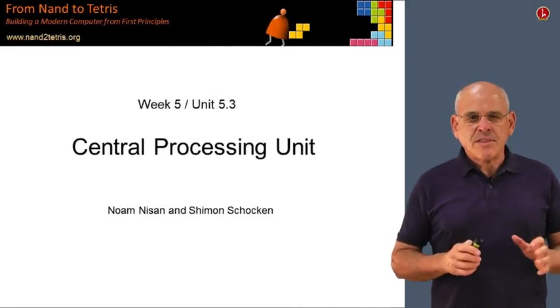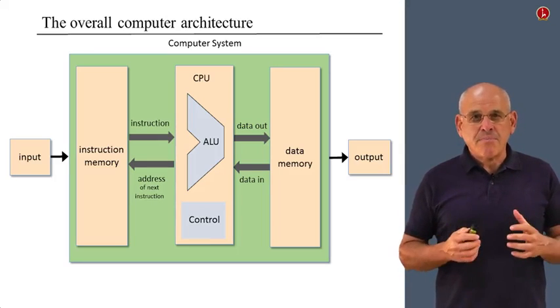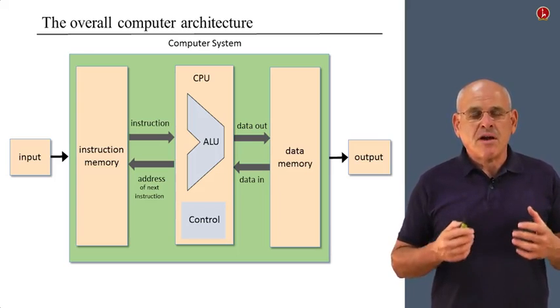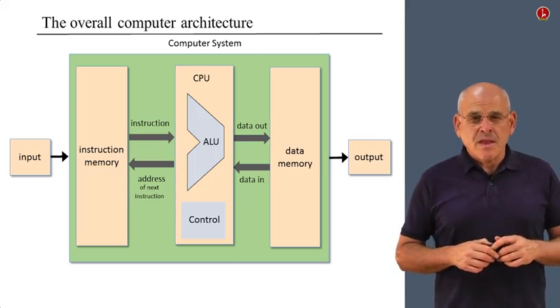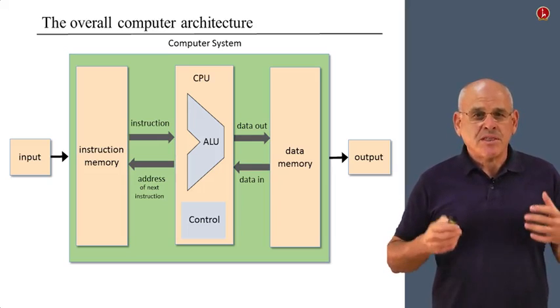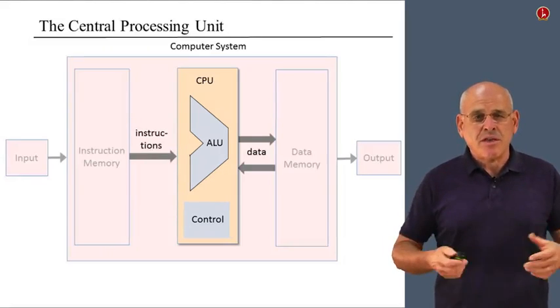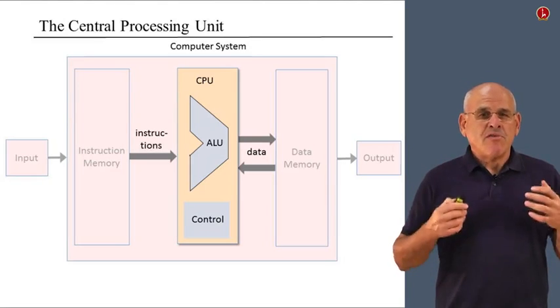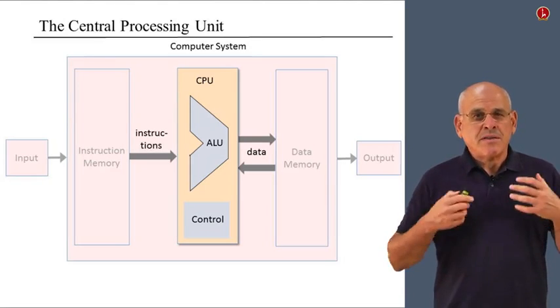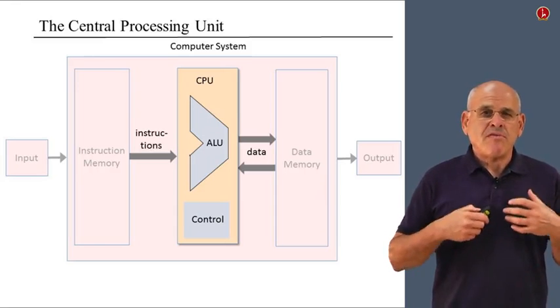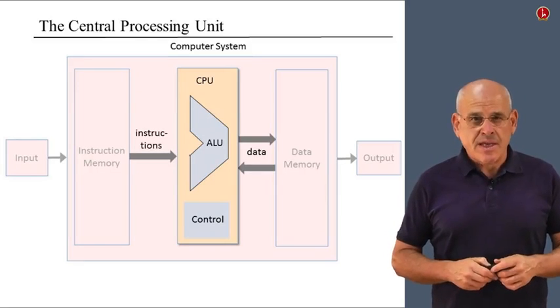The central processing unit, also called the CPU, is the centerpiece of every computer hardware architecture. It is the hub of computation, if you will, because this is where all the calculations of the machine take place. And it is also the seat of control. This is where decisions are made about which instruction should be fetched and executed next.